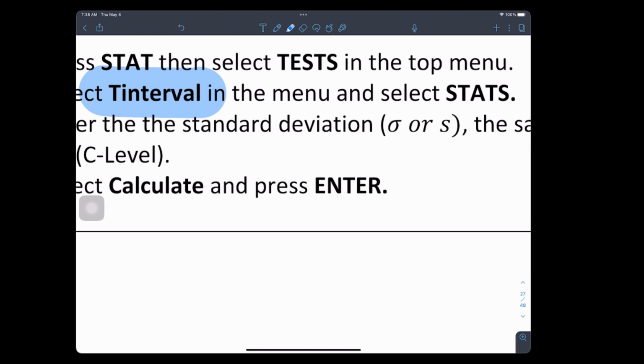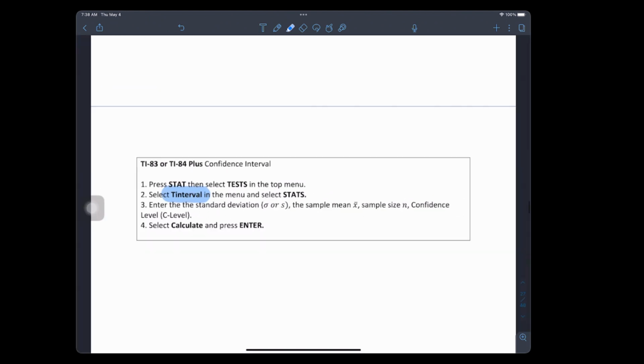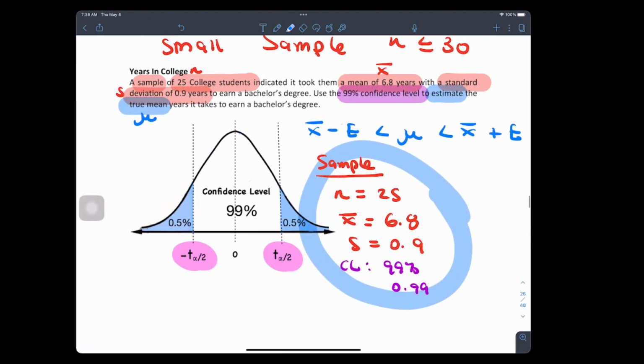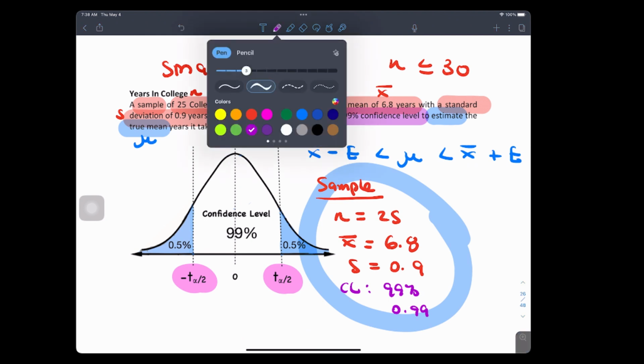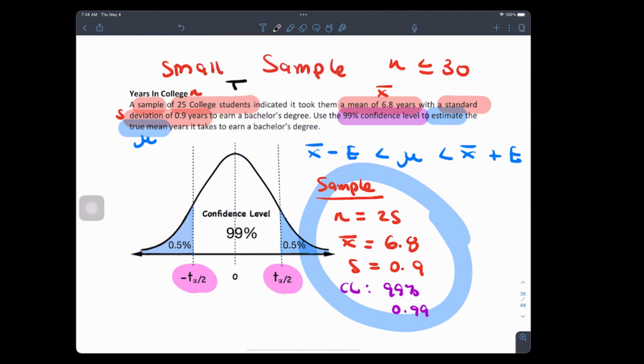Interval. Not the z interval. The t interval. You say, why? Because you have a small sample. T interval for the TI. Now that we should color it pink. Pretty in pink.